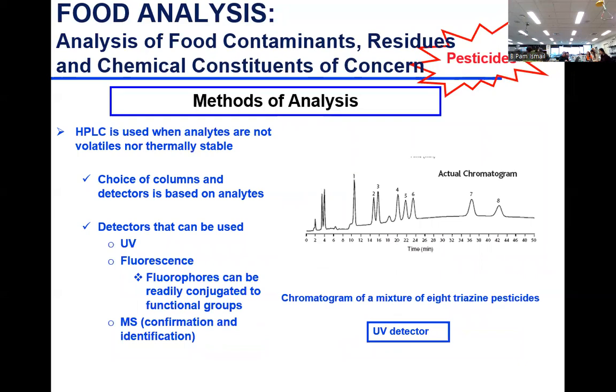HPLC is for the newer pesticides that are mostly non-volatile, polar, not thermally stable. Also, we depend on the type of analyte to choose the column. Are we going to use ion chromatography? Are we going to use reverse phase? Are we going to use normal phase? So it depends on the analyte. And for the detector, mostly UV detection, very few are fluorescence, MS. You can remember MS if you want, or UV, what we did in the lab.